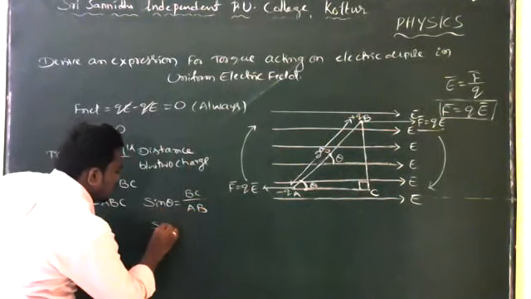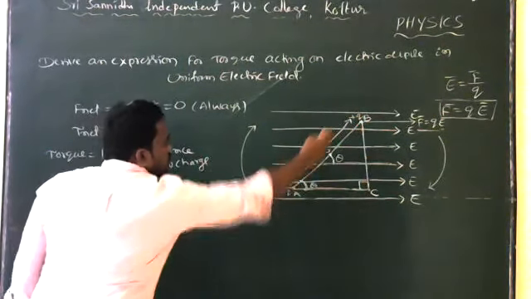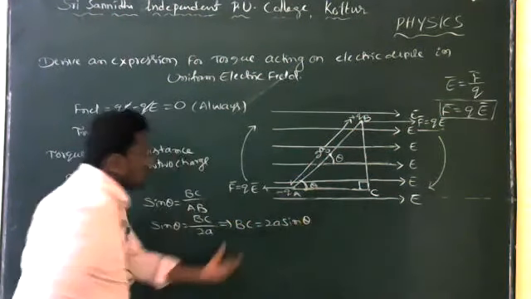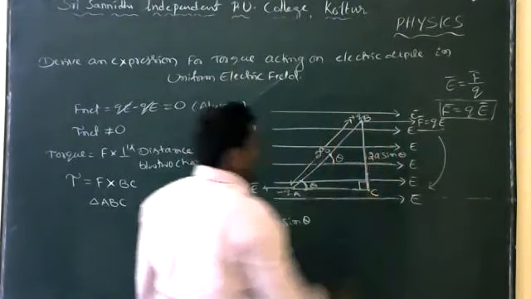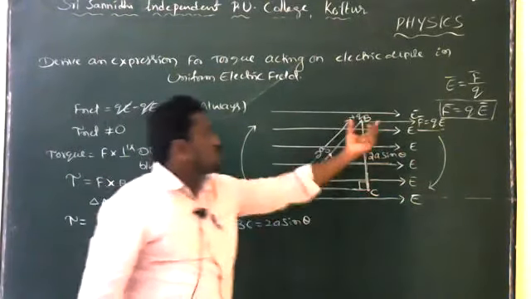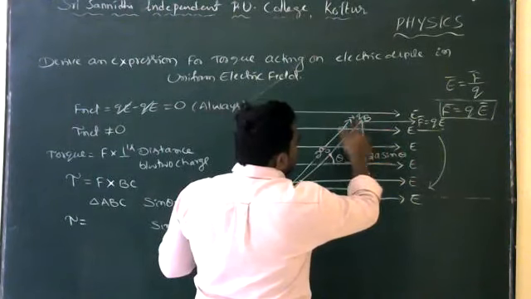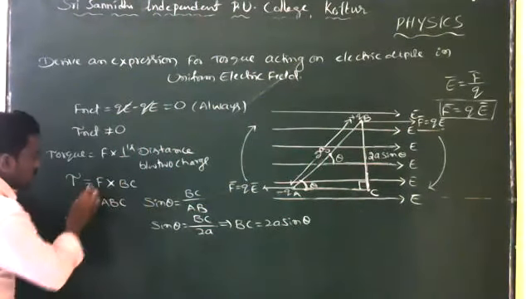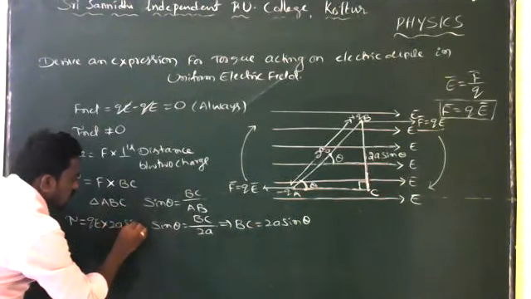So sine theta is equal to BC over AB. AB is the distance between the two charges, that is 2A. Therefore BC is equal to 2A sine theta. This is the perpendicular distance. Substituting this, torque tau is equal to the force on any one charge. The force acting on the plus Q charge is F equals QE, and on the minus Q charge it is equal in magnitude but opposite in direction. Taking the magnitude, F is equal to QE, and BC is equal to 2A sine theta.